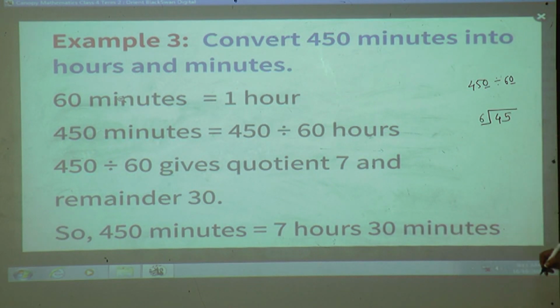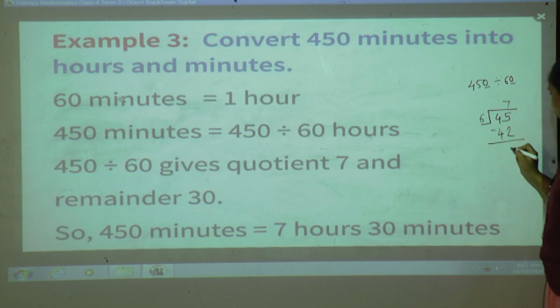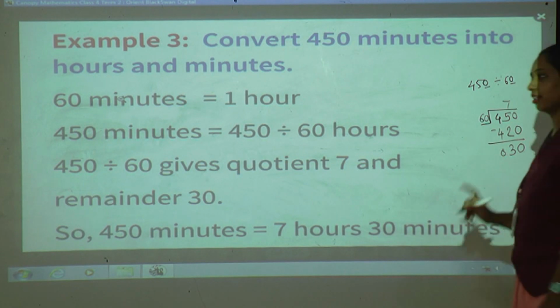Now see, in the 6 table, 45 is there? 45 is not there. So what is less than that? Yes, 6 7s are 42. So 5 minus 2 is 3, 4 minus 4 is 0, isn't it? So this is the remainder, but here we have not taken the 0 0, so if I keep them here also, 60 sevens are 420, so 30 will be the remainder.